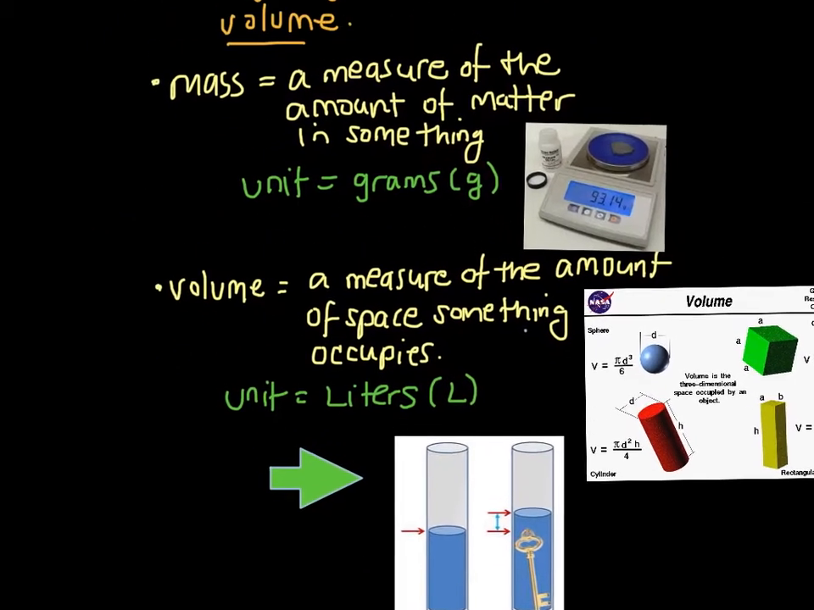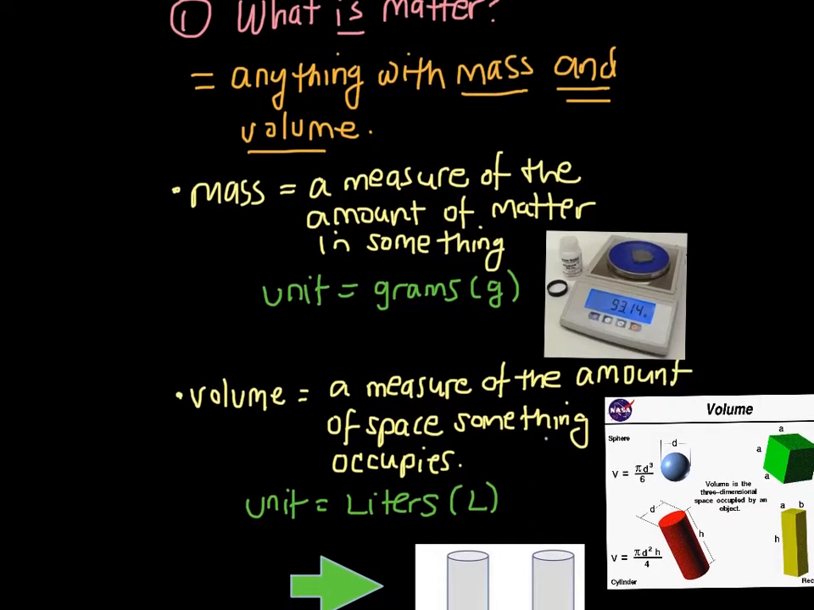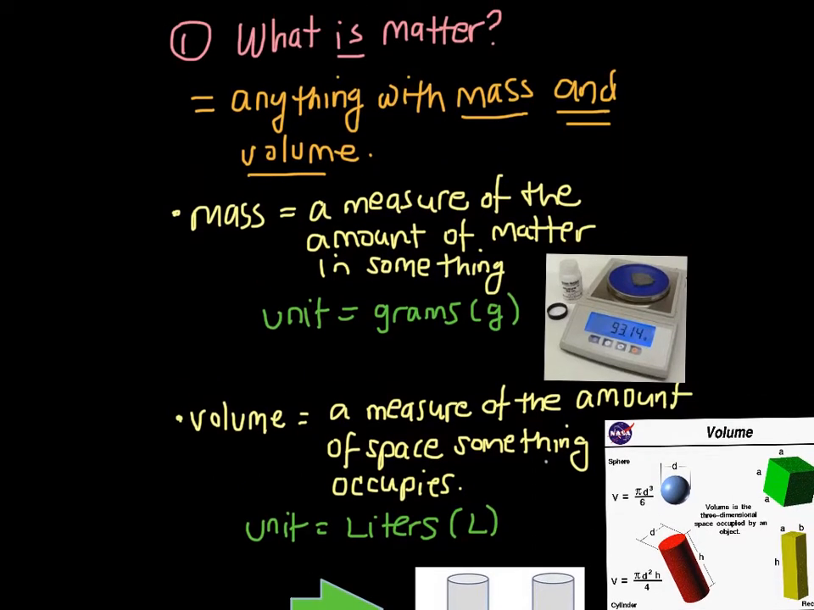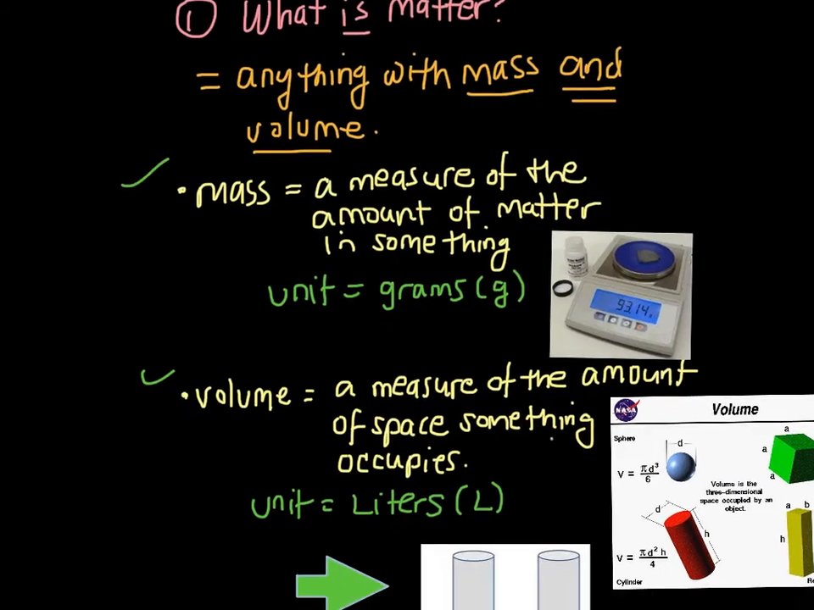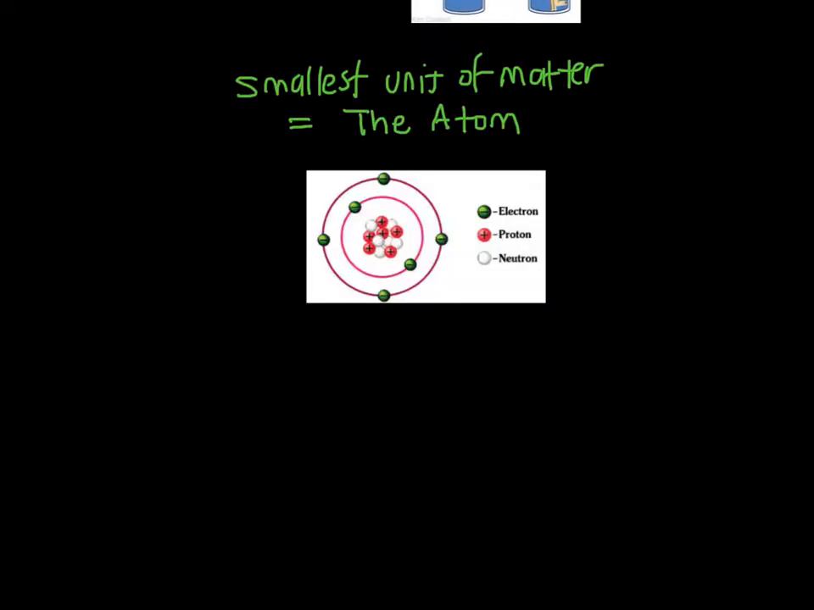So for something to be considered matter, it has to have both mass and volume. And you have to be able to prove it. The smallest unit of matter is an atom. The atom is made of smaller parts, but those smaller parts don't really exist on their own. They only exist within the atom. So the atom is considered the smallest unit of matter. We'll talk more about the atom later.